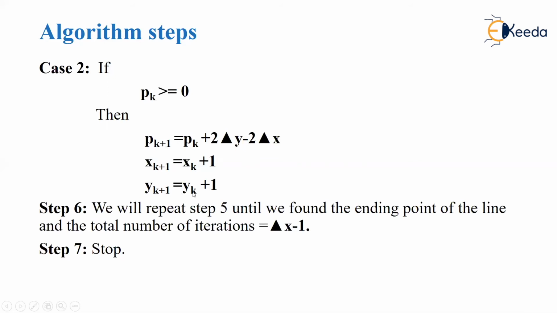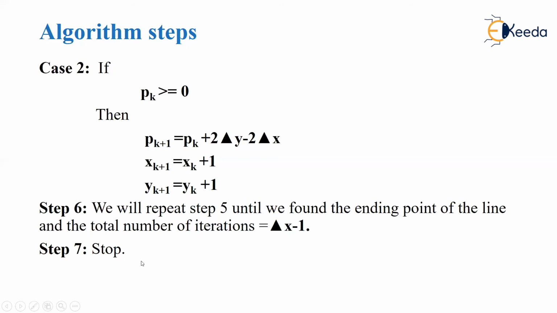Then we have to repeat the previous step 5, based on either case 1 or 2, till the total number of iterations. Now what will be the total number of iterations? It is delta x minus 1. So suppose the value of delta x minus 1 is 5, then step 5 will get repeated 5 times. Then step 7 is stop. Here is the end of the algorithm.